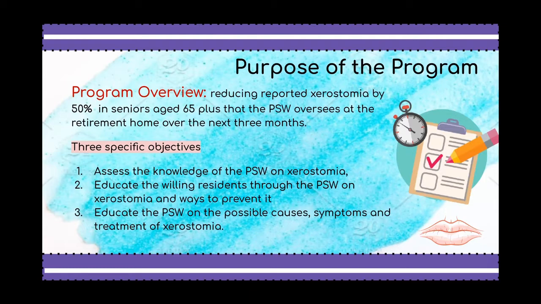The purpose of this program is reducing reported xerostomia by 50% in seniors aged 65 plus that the PSW oversees at the retirement home over the next 3 months. There are 3 specific objectives. The first objective is to assess the knowledge of the PSW on xerostomia and then educate the willing residents through the PSW on xerostomia and ways to prevent it. And finally, educate the PSW on the possible causes, symptoms, and treatment of xerostomia.